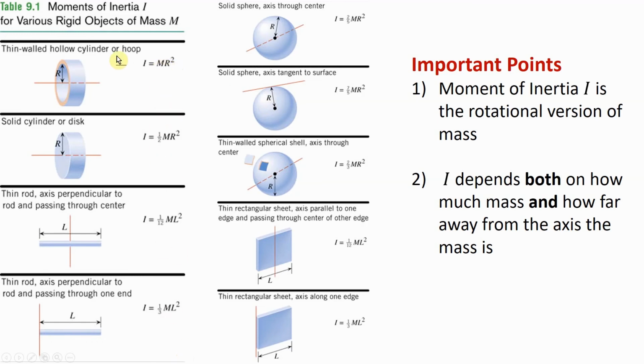So if I'm going to spin a hoop, I is mr squared. It's got a fair amount of angular mass. It's hard to turn. But something like a solid sphere, I is only 2/5 mr squared. It's a lot easier to turn. If I take a rod and I turn it about the middle, I is 1/12 ml squared. It is 4 times harder to turn it about the end, when I is 1/3 ml squared, than about the middle. So remember, I is our rotational mass. It depends on mass and how far away from the axis the mass is.